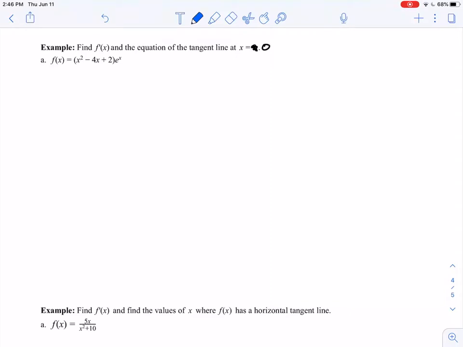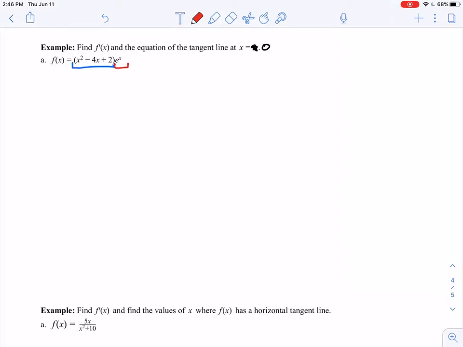So for this first example, find f prime of x and the equation of the tangent line at x equals 0. Again, we should be sick of this problem by now. We've seen it so many times. So I'm going to start by finding the derivative. f prime of x: I see x squared minus 4x plus 2, and then I see times e to the x. This is absolutely going to be a product rule.